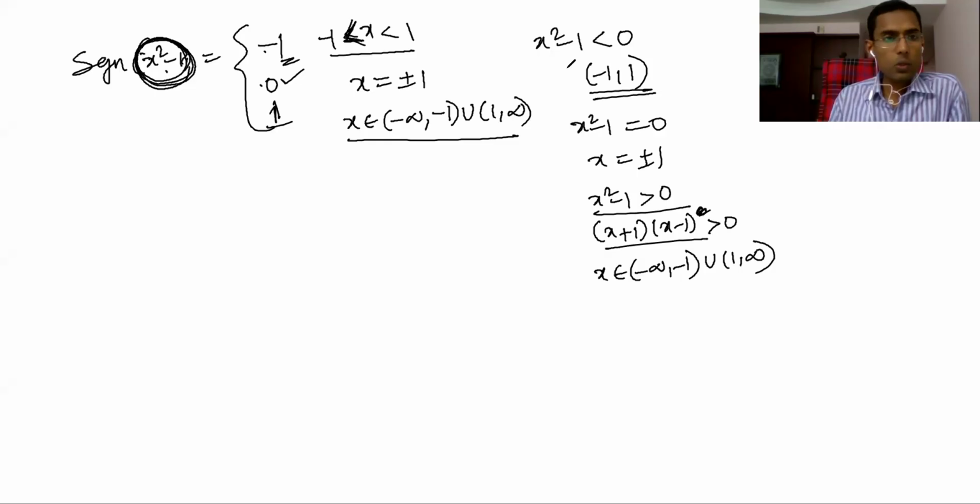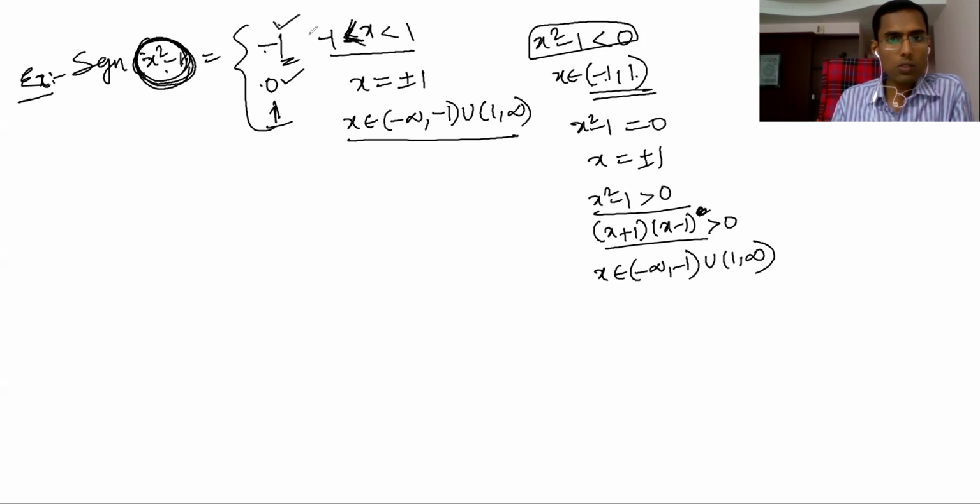So here I explained this one. This one I explained. What is that? Signum of x square minus 1. When x square minus 1 is less than 0, that means when x lies between minus 1 and 1, signum of x square minus 1 is minus 1. When x is plus or minus 1, this becomes 0. Signum of 0 is 0. When x does not lie between these, then this is positive, that is 1. So that's what the signum function is that we discussed.